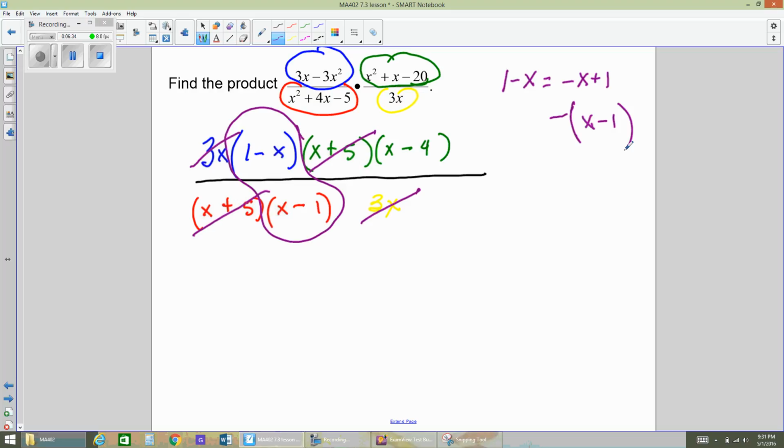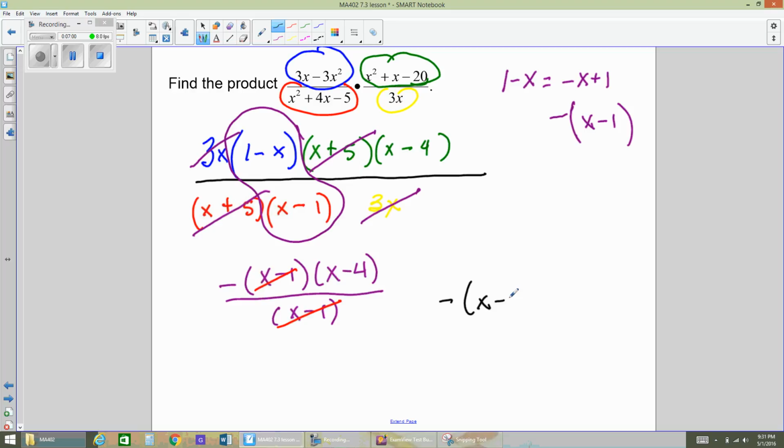Okay, so I'm going to rewrite this problem real quick just to make it a little organized. It was negative times the quantity of x minus 1 with the x minus 4. And in the denominator, I have x minus 1. Okay, I am in fact allowed to cancel these now, which means the denominator completely goes away. And my final answer is negative times the quantity of x minus 4.